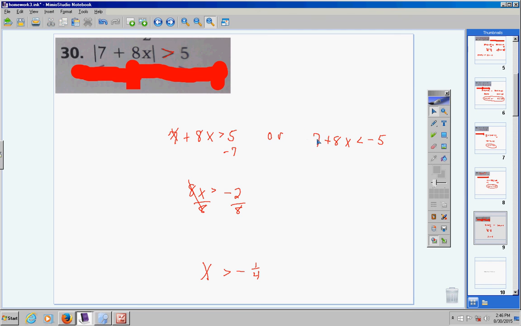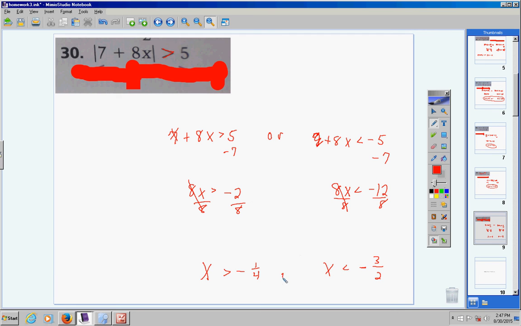Alright, now here we go. Let's bring the positive 7 over and make negative 7. So I'm left with 8x is less than negative 12. Now divide both sides by 8. These 8's cancel. X is less than a negative divided by a positive is negative. 4 goes into both these numbers. 4 goes into 12 and 4 goes into 8. So this whole fraction right here can be reduced by 4, which would give us a 3 halves. Right? So 4 goes into both of these numbers, reducing it to 3 halves. X is less than negative 3 halves.